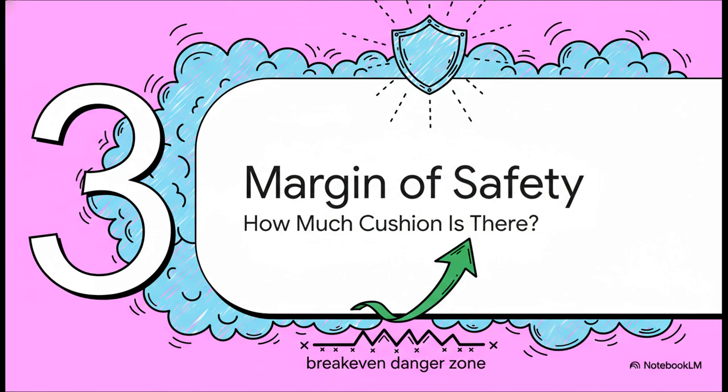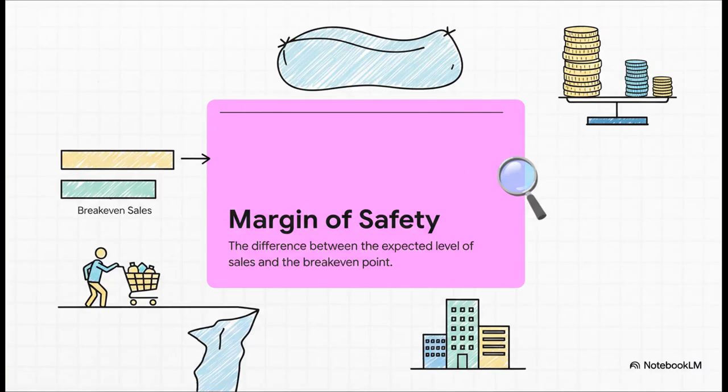But great businesses aren't just about surviving. They need a buffer. And that's where our next tool, the margin of safety, comes in. It tells you exactly how much of a cushion you have before things get dangerous. Just think of the margin of safety as your business's financial buffer.